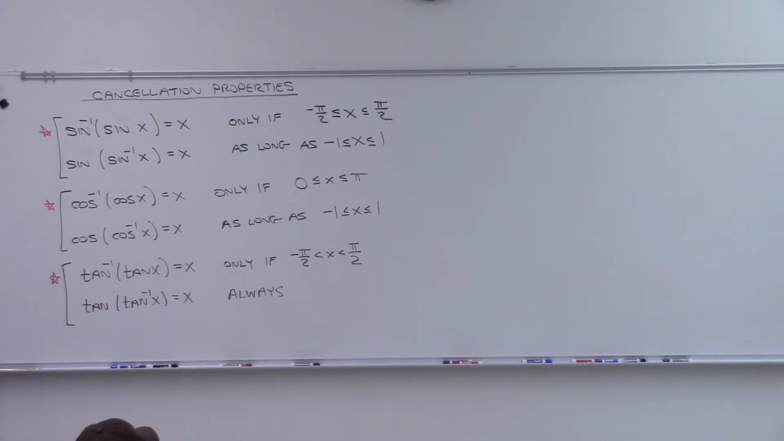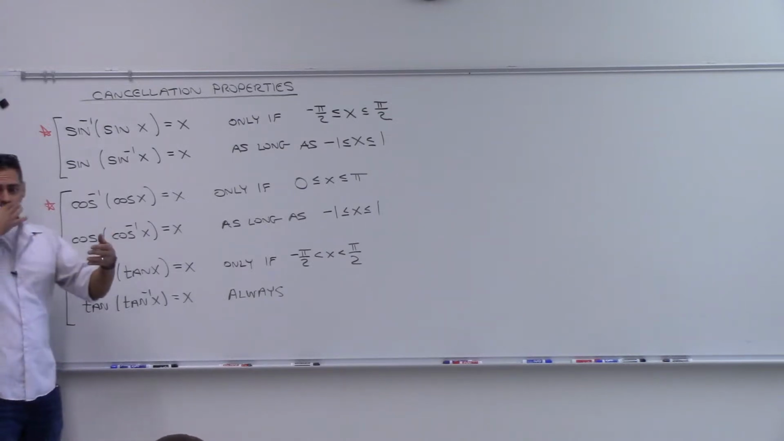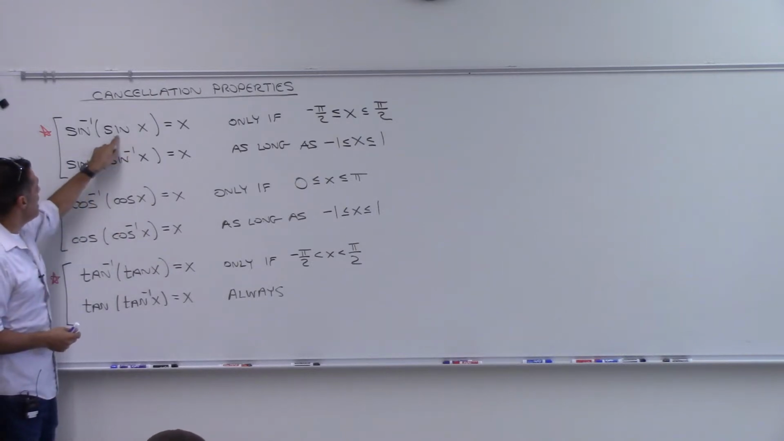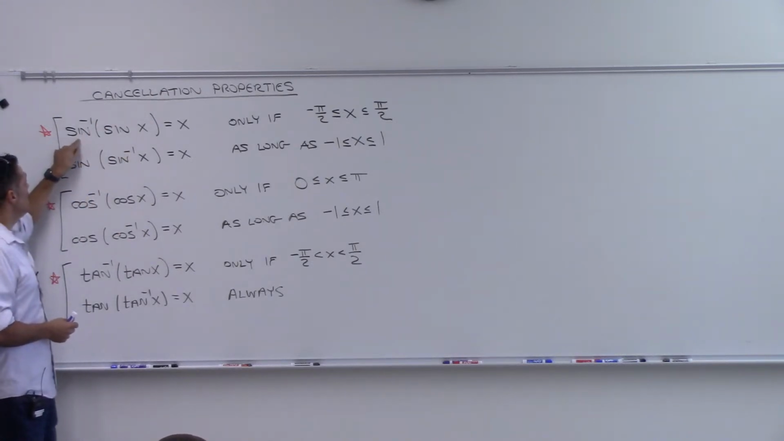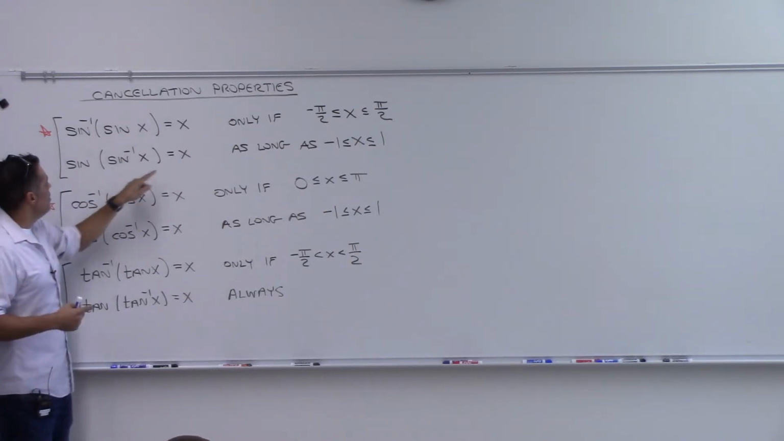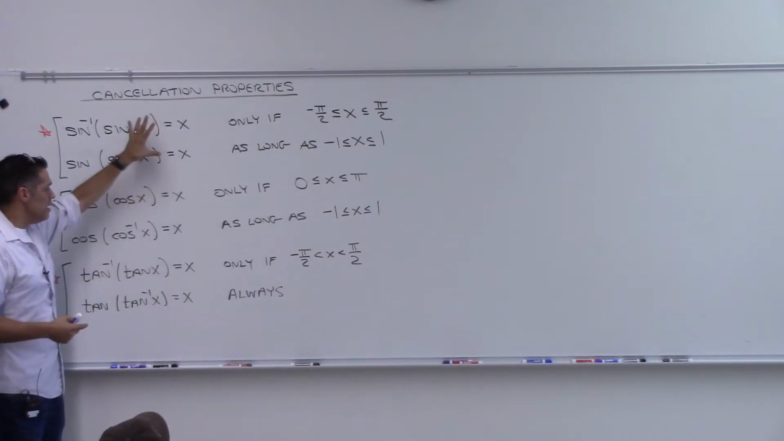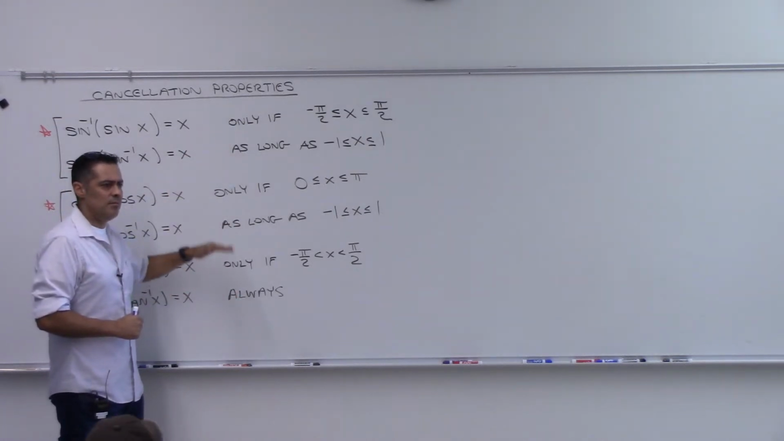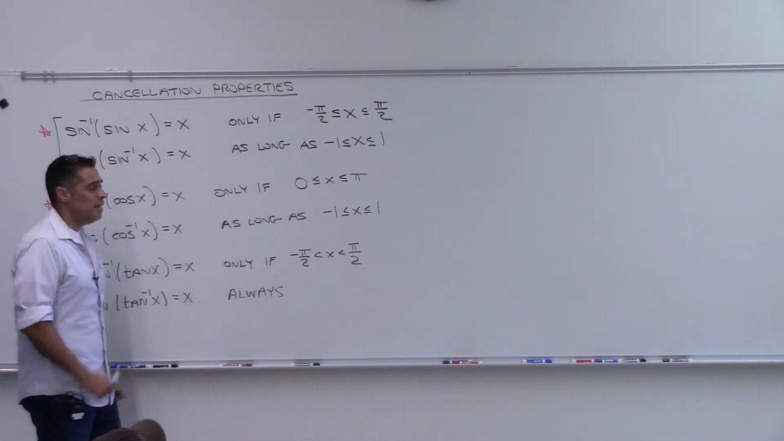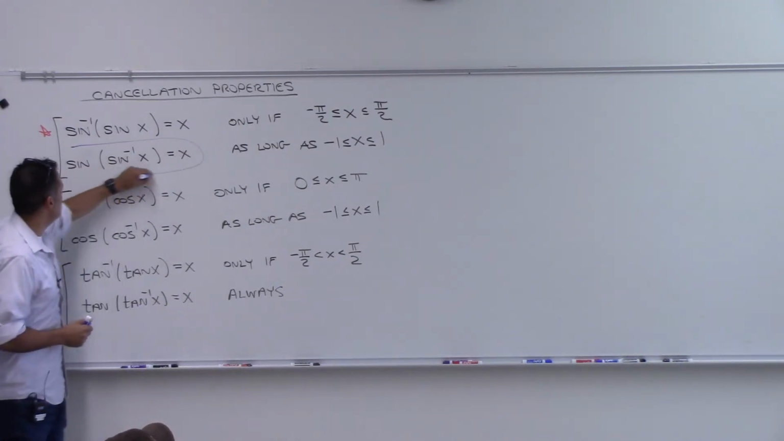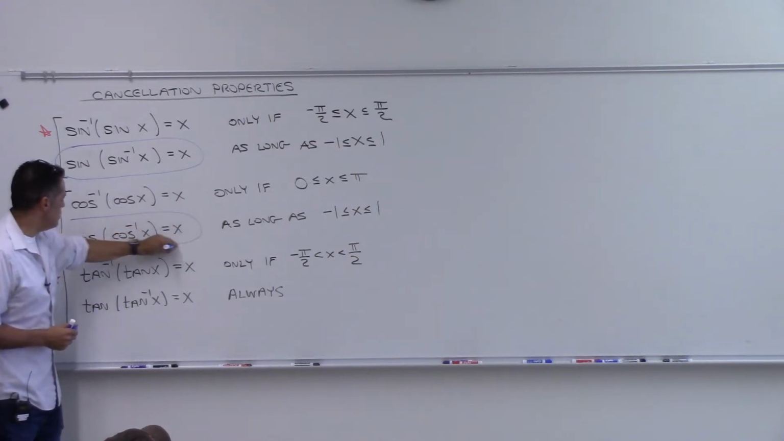So the cancellation property says that if you put a function together with its inverse, they should basically kill each other off. If you plug x into sine and then take that answer and plug it into the inverse of sine, whatever you plugged in should just come out. This was that whole car wash idea. It goes through this loop and comes out unchanged. And this is true, but only when certain conditions are met. So let's start with the ones in blue first, because these are the easy ones.